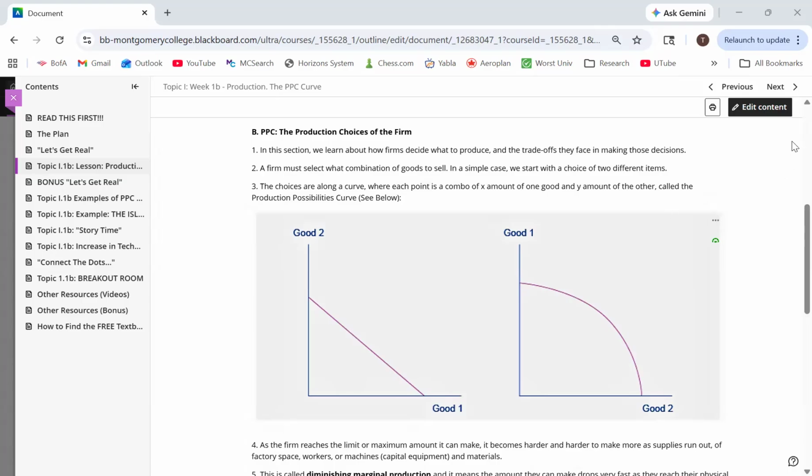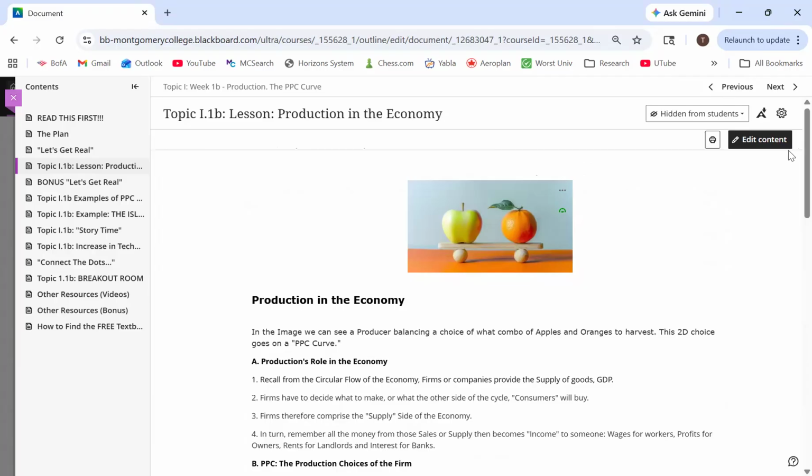Welcome back, students, and let's talk about the production possibilities curve. So we like to make the examples very easy for our first year introductory classes. So now we're going to talk about how firms produce on their side of the economy.